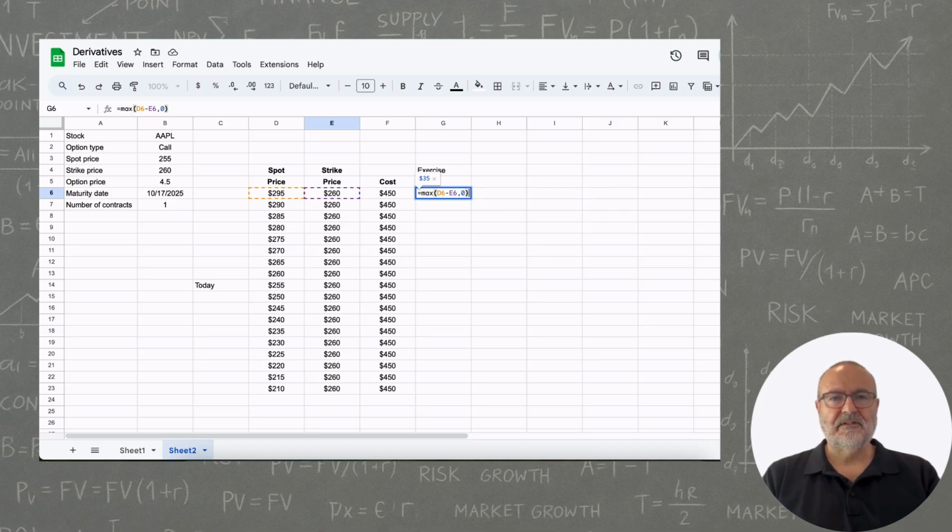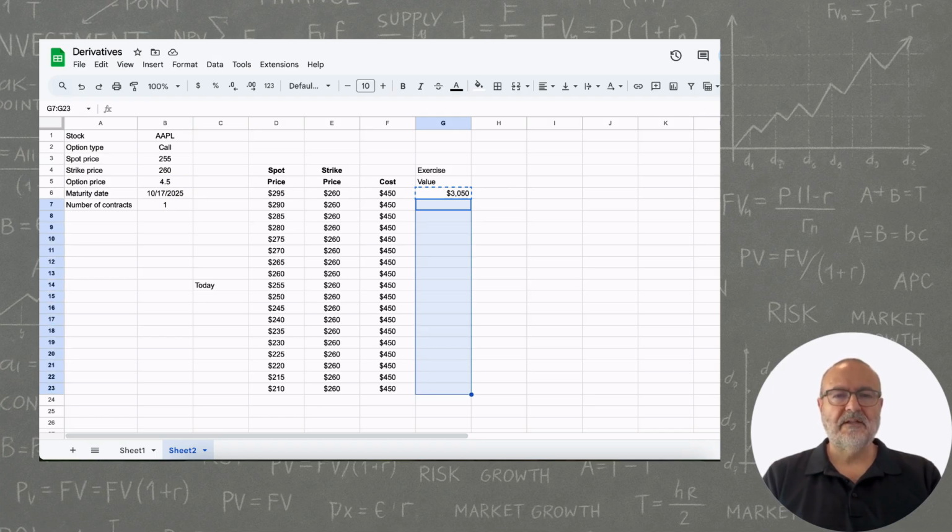However, since this is an option contract, we are not obligated to exercise the option we own. So, if the exercise value is negative, we wouldn't exercise. Thus, the exercise value becomes the maximum of the exercise value and 0. Since each option contract has 100 shares, we multiply the exercise value by 100.